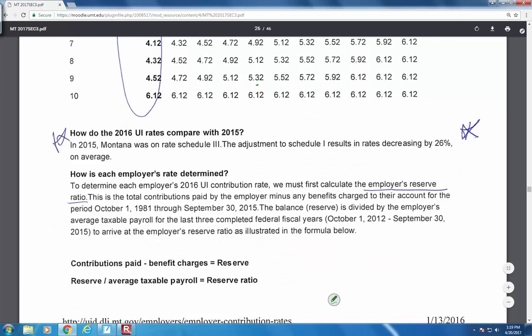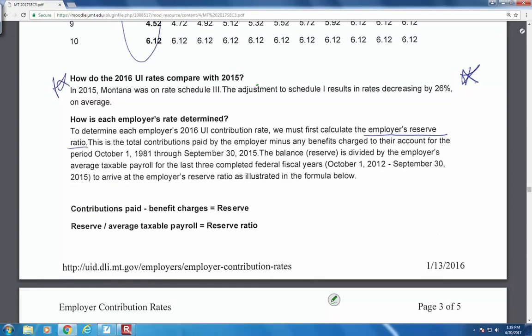So basically right now Montana is on rate schedule 1, and in 2015 we were on rate schedule 3. So we're at 1, and then all that changes is whether the employer is deficit or surplus, and then which rate class of employer they are. So you don't have to worry about 2 through 11. In 2015 we were on rate schedule 3, and that's all you had to worry about.